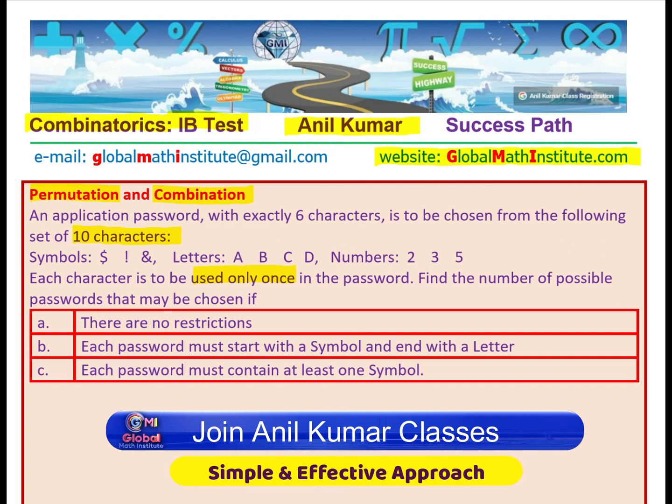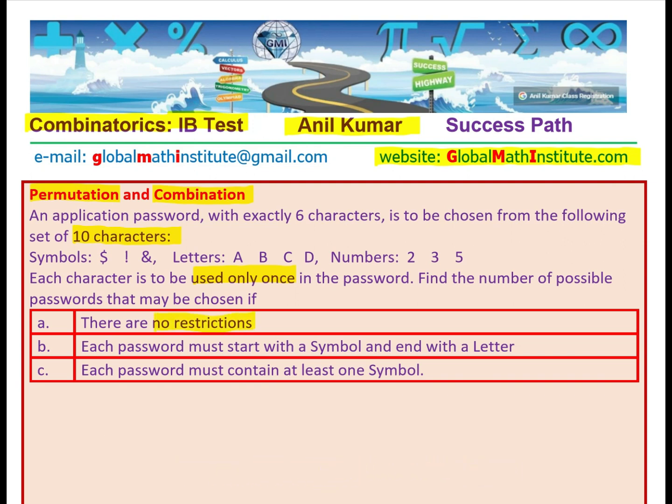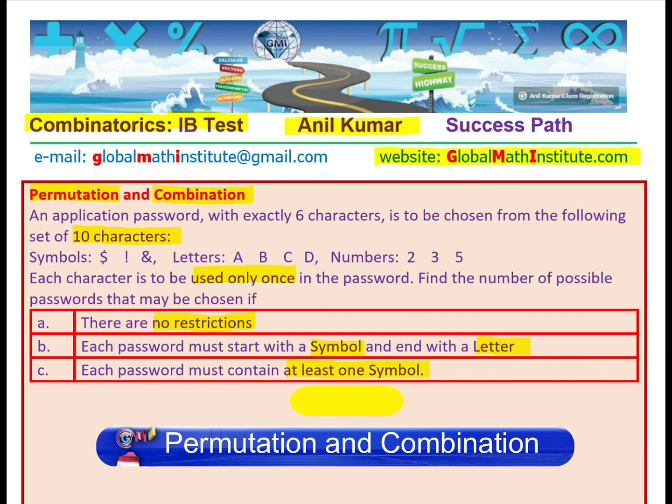So, three parts. One, there are no restrictions. Second, each password must start with a symbol and end with a letter. And C is each password must contain at least one symbol, right? At least one symbol. So these are the three parts to it.